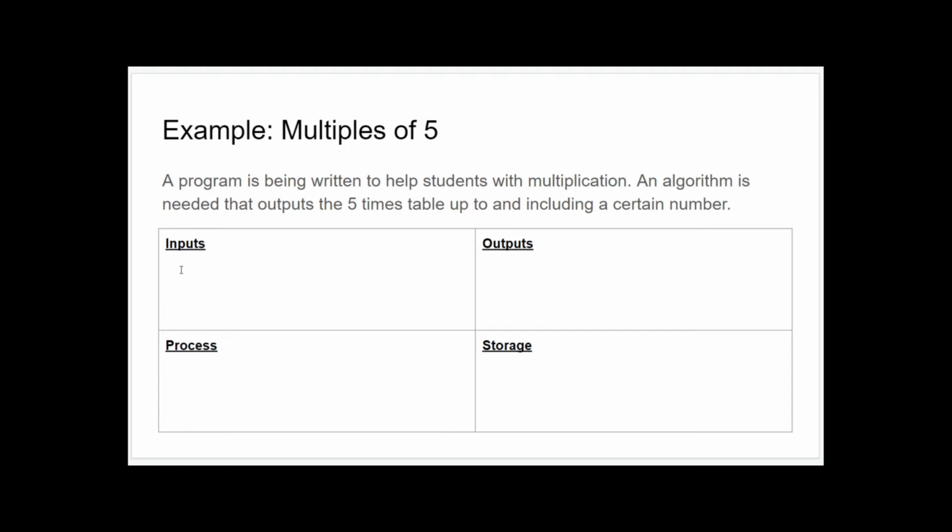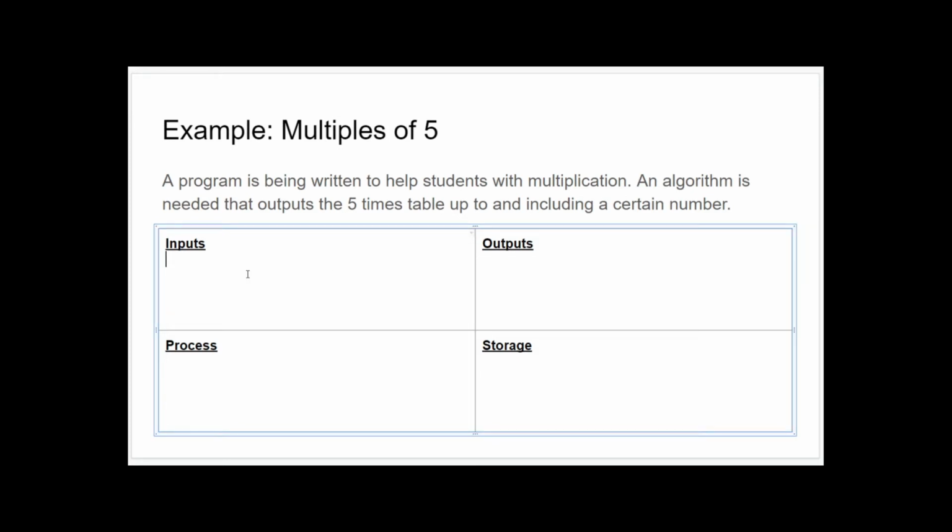Okay, so let's start off by thinking about the inputs that we would need for this algorithm. The only input that we're going to need is the number that we need to finish at. So the user is going to enter a number, and at that point we're going to stop outputting the 5 times table. So we're going to output the 5 times table up to and including that point.